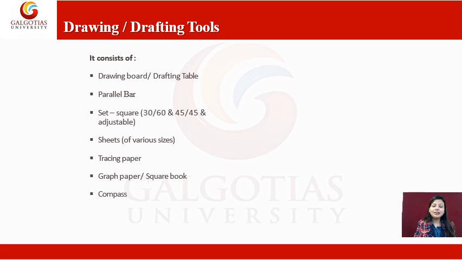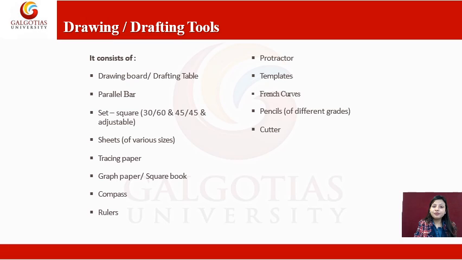Drawing board or drafting table, parallel bar, set square, 30-60 degree, 45 degree and adjustable. Sheets of various sizes, that is A1, A2, A0, A3, A4, tracing paper, graph paper or square book, compass, rulers, protractor, templates, French curve, pencils of different grades, that is H, 2H, 3H, 4H, B, 2B, 3B, 4B, paper cutter, sandpaper, eraser, clamps, adhesive tape and duster.